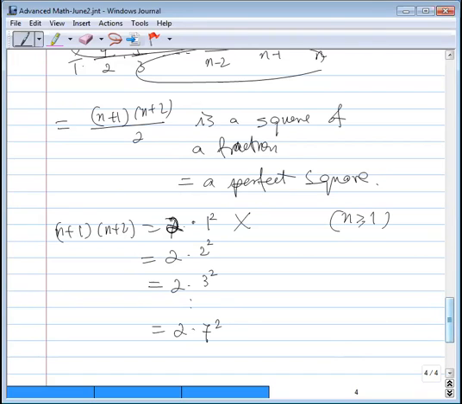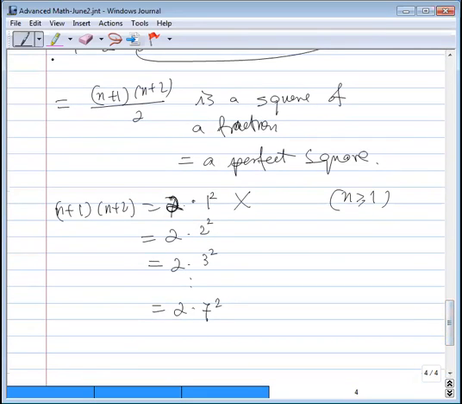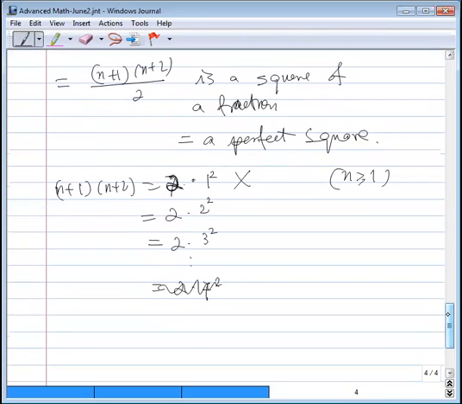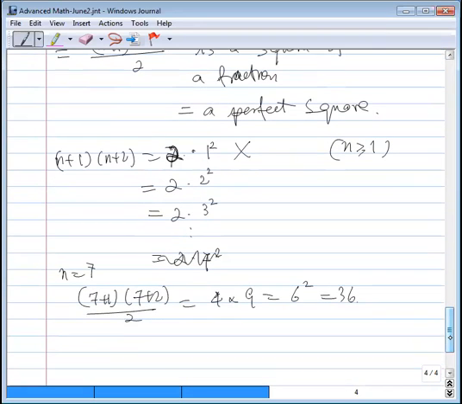when n equals 7, this is a perfect square. When n is 7, then 7 plus 1 times 7 plus 2 divided by 2 is going to be 4 times 9. So that is going to be 6 squared, 36. So 36 is a perfect square.